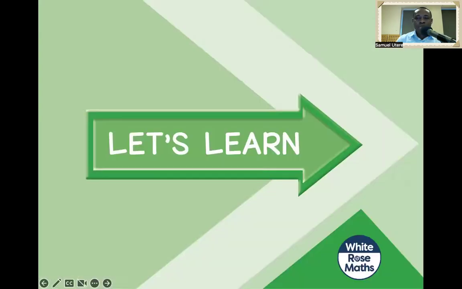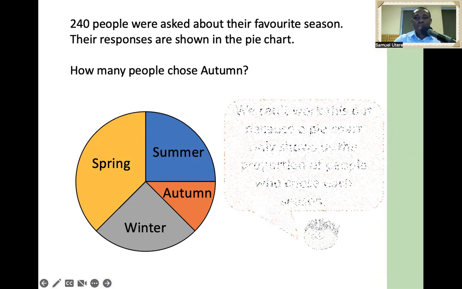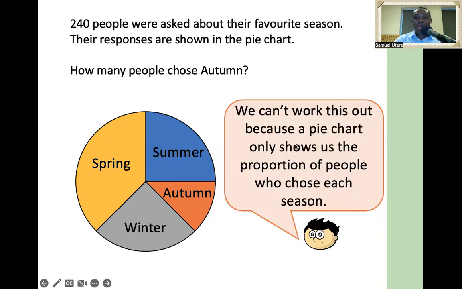Some new learning for this lesson. Here, 240 people were asked about their favorite season. Their responses are shown in the pie chart. Now, the question here: how many people chose autumn? What would you do? Well, here he says we can't work this out because a pie chart only shows us the proportion of people who chose each season. Is that true? Have a think.